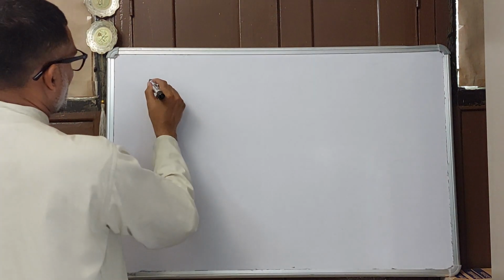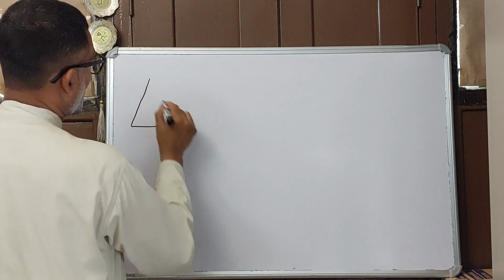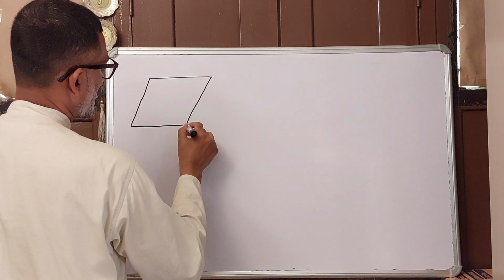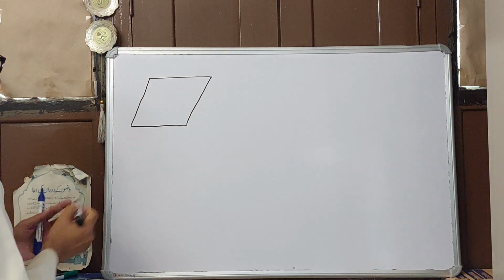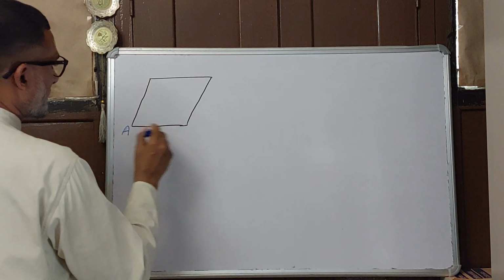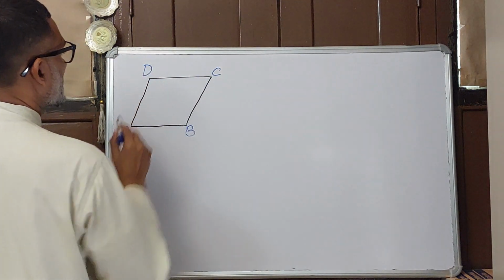For example, here if we draw a rhombus like that, here is a side A, B, C and D.